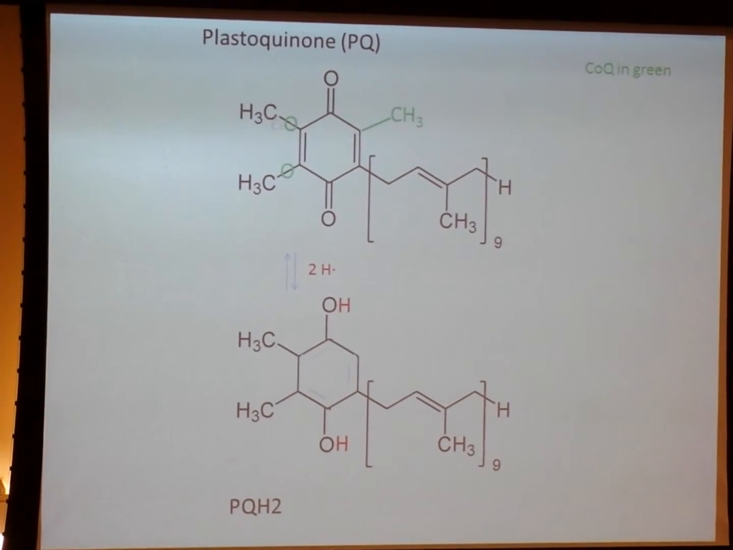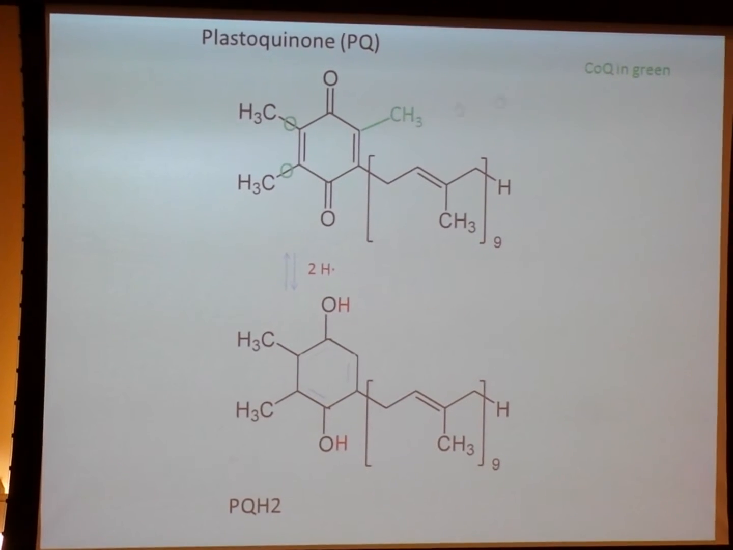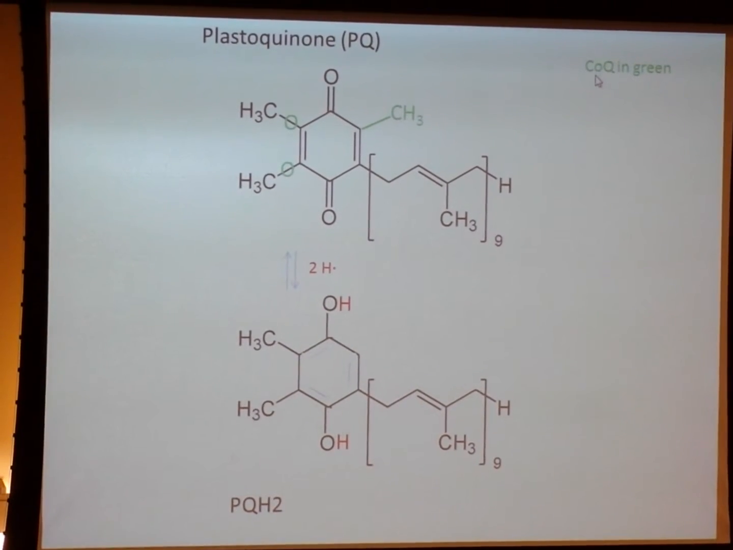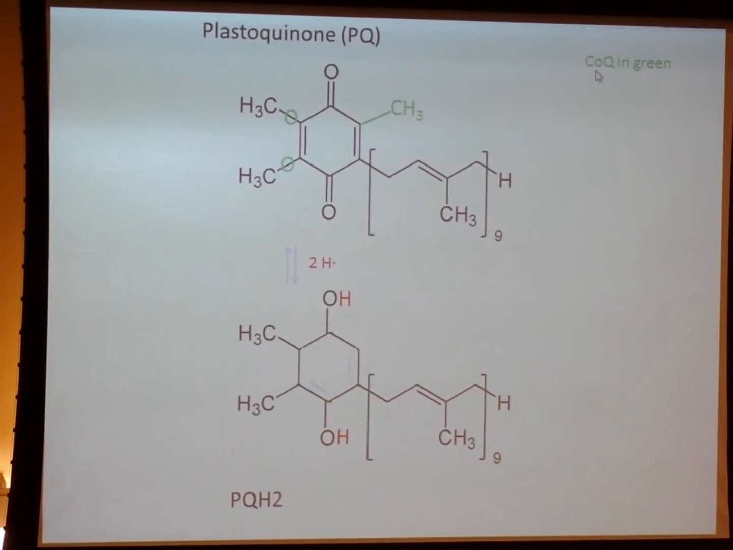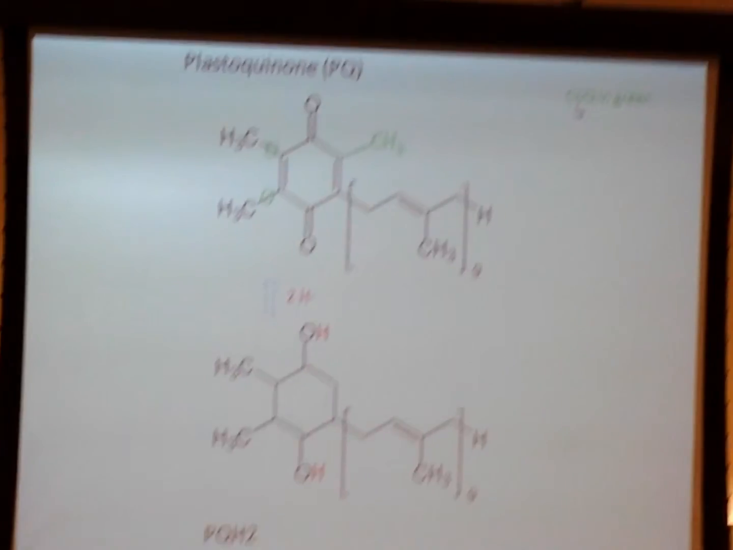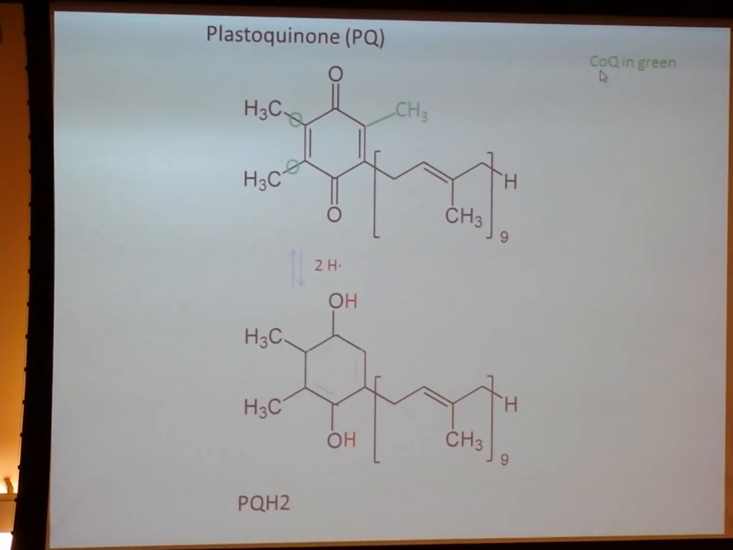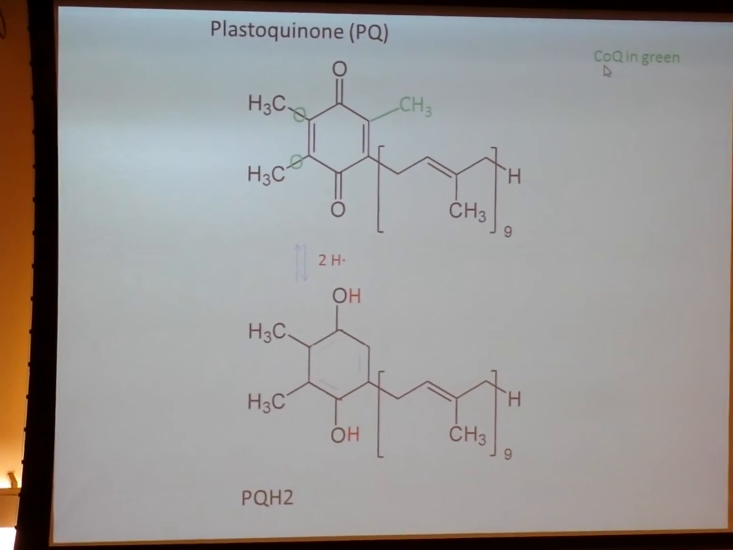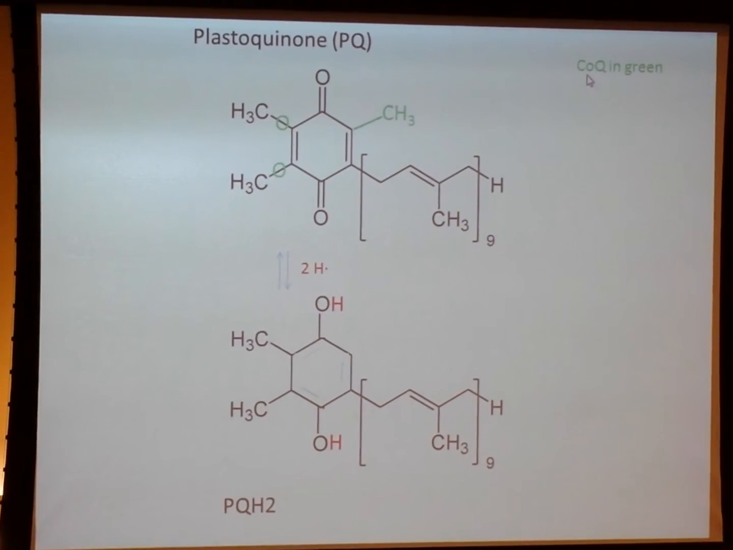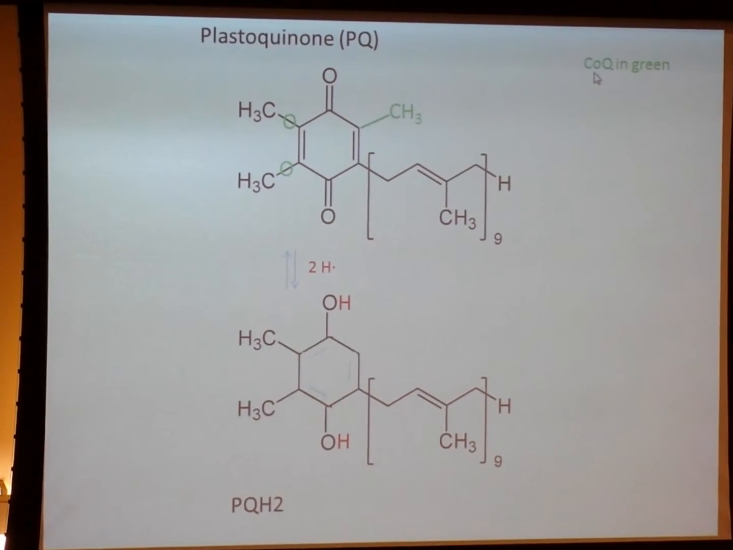Everything in green is just the differences. This whole molecule is the same, except for the green part in coenzyme Q. So the mitochondria, again, we think mitochondria evolved from photosynthesizing bacteria. So we're not shocked to see that something with a similar structure has a similar function. But we're always looking at chemistry.